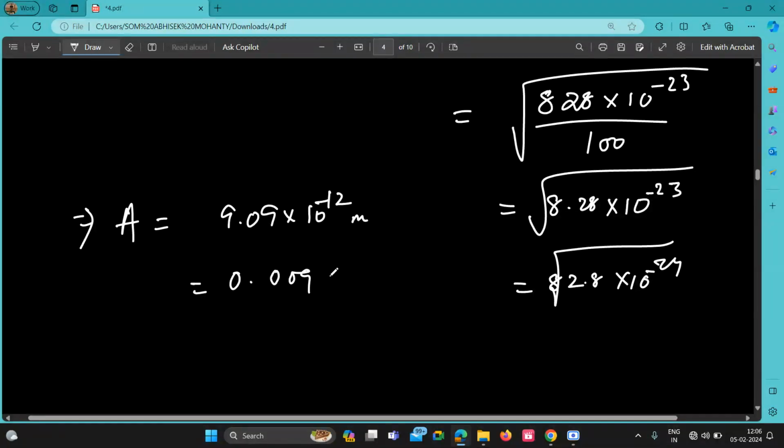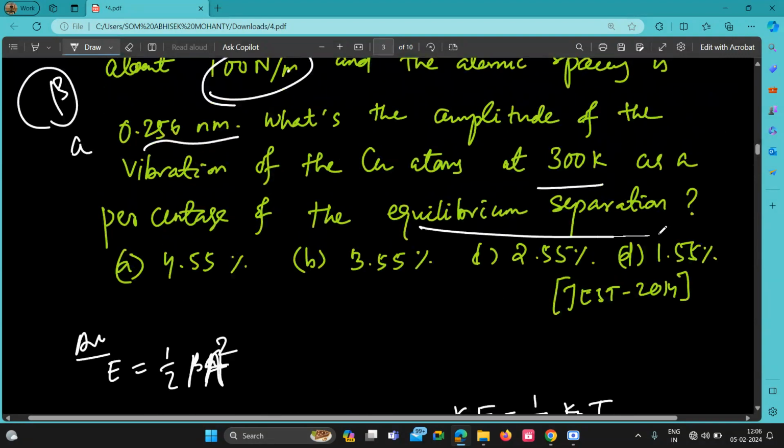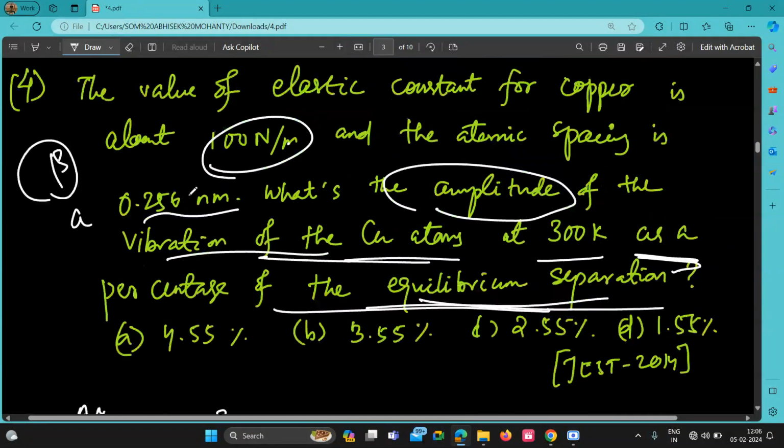0.009 nanometer, isn't it? I can write it like that. So what is the question? This amplitude of vibration of copper is what percentage of the equilibrium separation? So what is the equilibrium separation? The atomic spacing. The equilibrium separation is this one, 0.256.